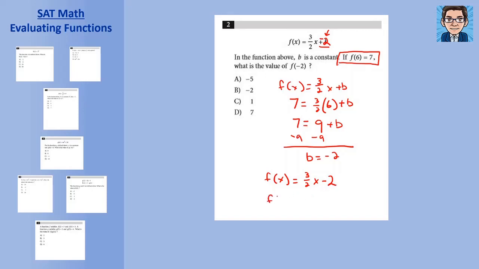So f of negative 2, 3/2 times negative 2 minus 2, which is negative 5. The 3/2 times the negative 2 is negative 3, minus 2, and that gets us the negative 5, or A, as our answer.